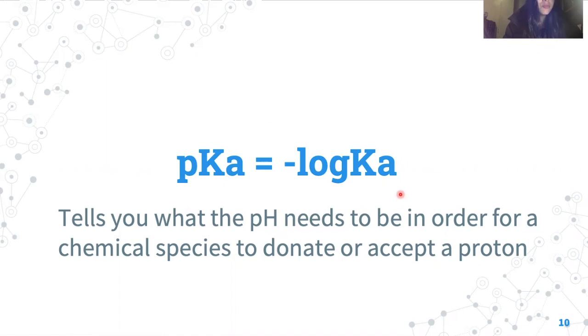The same type of information may be obtained from Ka values, but they're typically extremely small numbers given in scientific notation that are hard for most people to understand. The lower the pKa value, the stronger the acid will be.